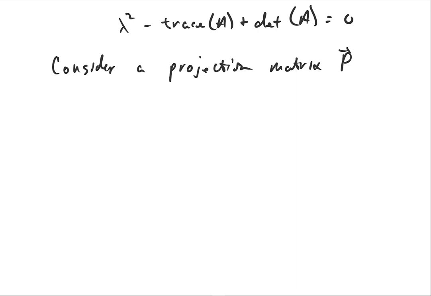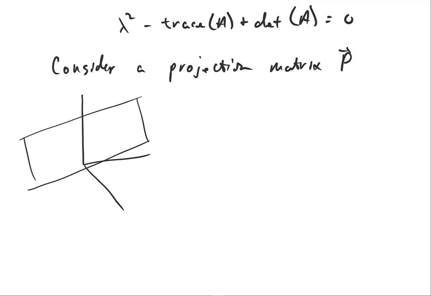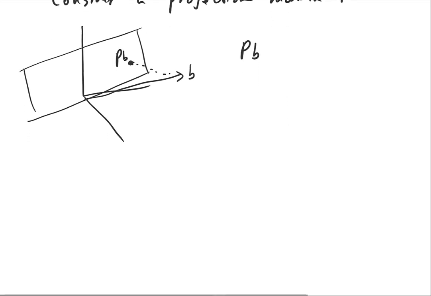So if we have a projection matrix P, and let's try and do this in three dimensions if we can. So we've got some two-dimensional space here, and we've got some vector B, but P is the projection matrix for this plane, for this space. So if I multiply PB, I'm going to project B into that space. So this is where PB would live in that plane. PB is in the plane. So the question is, is B an eigenvector?